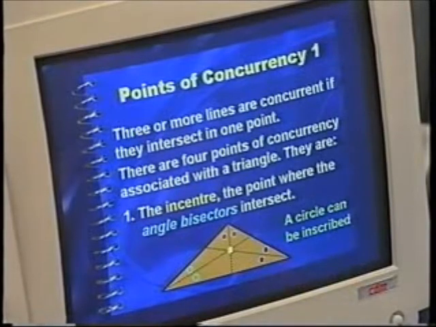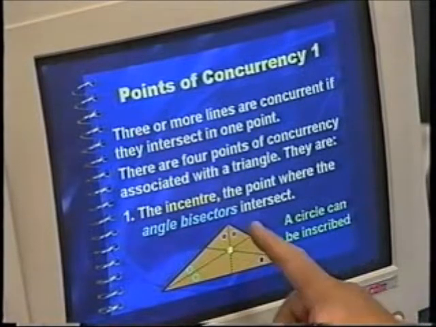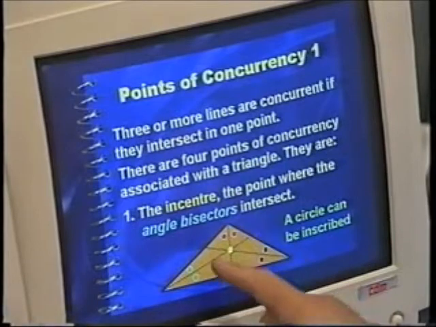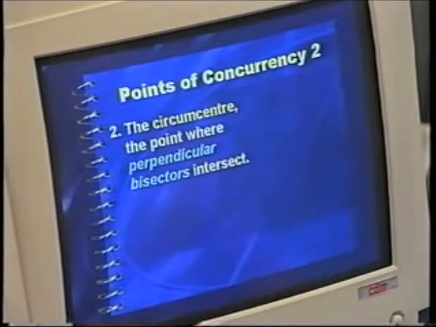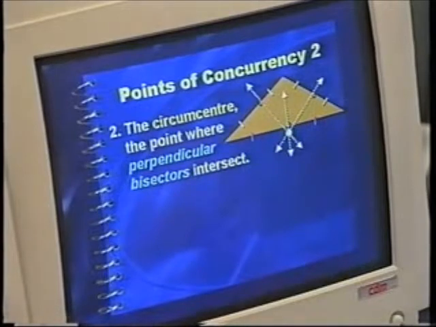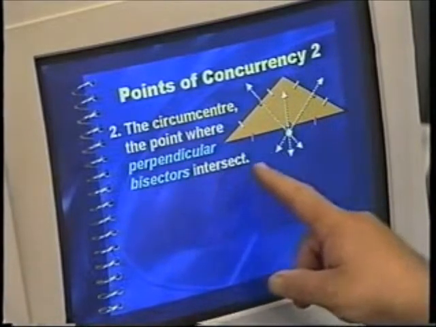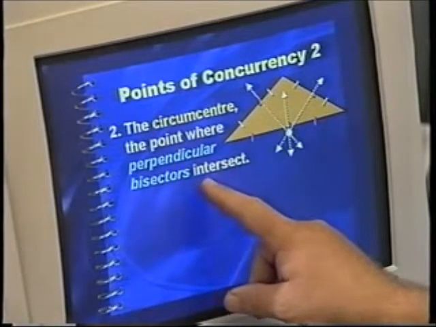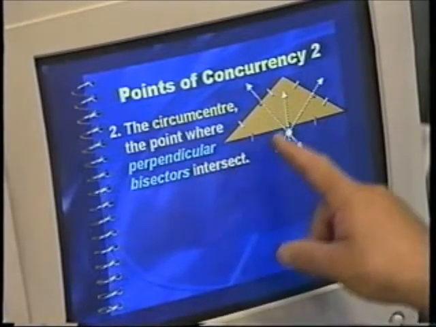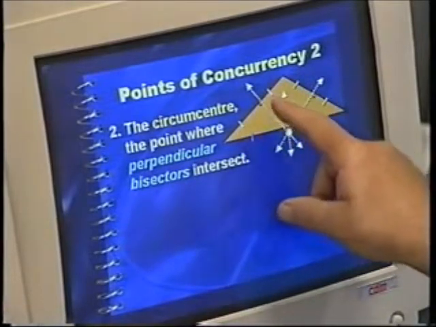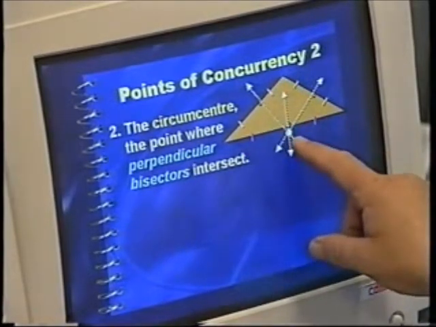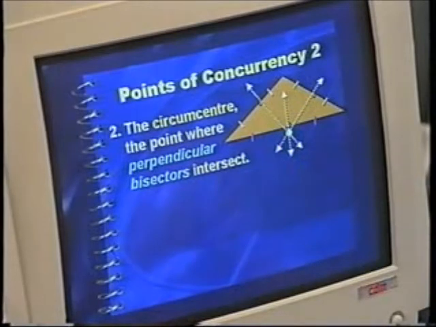And you'll find that that is the in-center, and in fact a circle can be drawn that will touch each of those three sides. The second point of concurrency is the circumcenter. That is sometimes outside the triangle, like in this particular case. It's where the perpendicular bisectors intersect. Perpendicular bisectors are those lines that are perpendicular to a side and bisect the side. See, that yellow point there is the perpendicular bisector.